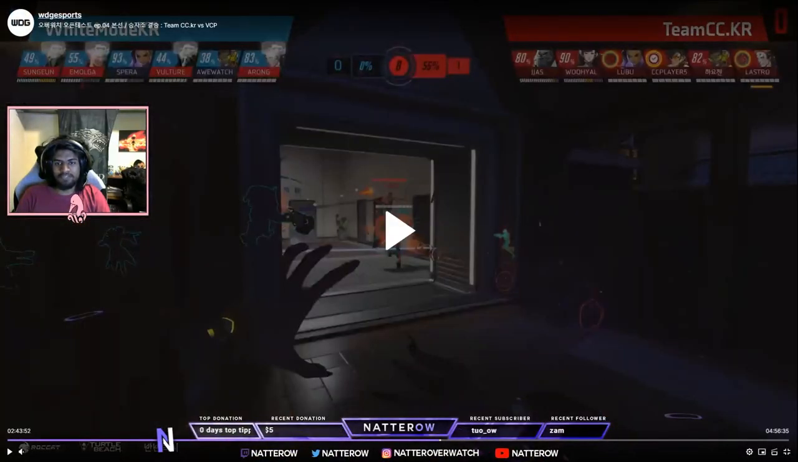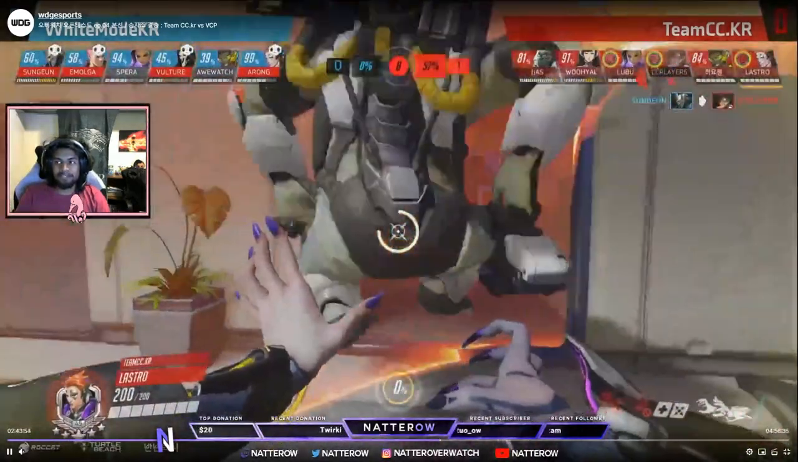So this is a push. This is the push, right? Team TC is pushing in to White Mode. White Mode has to live right now, right? They have to kite. They have to quote-unquote pull, right? So this is them pushing.